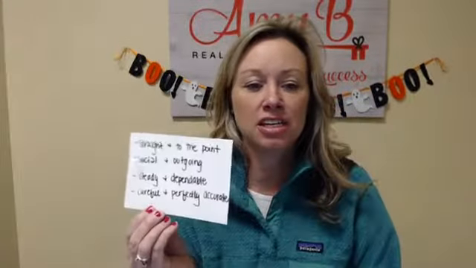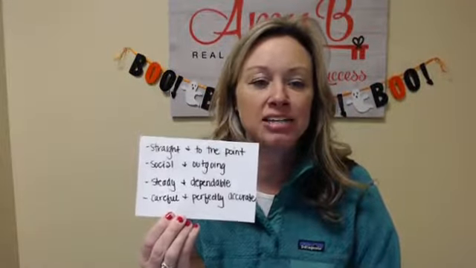If your friends and family were to describe you, would they say that you are straight and to the point? That's a D. Would they say that you are social and outgoing? That's an I. Would they say that you are steady and dependable? That's an S. And would they say that you are careful and perfectly accurate? That's a C. So these are the options that we provide to our clients.